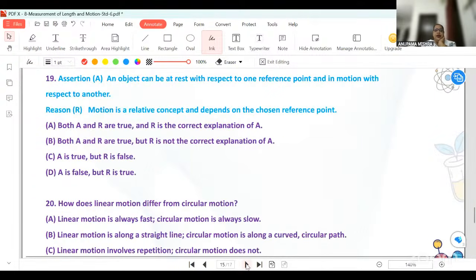बेस्ट 18 में खत्म हो गया था। 19, assertion A, an object can be at rest with respect to one reference point and in motion with respect to another. Reason R, motion is a relative concept and depends on the chosen reference point. Think and answer me.